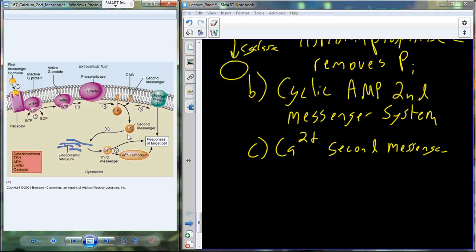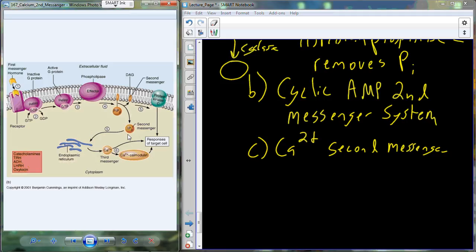DAG goes over and interacts with protein kinase C. It's a protein kinase, so what is it going to do? What kinases always do? It's going to phosphorylate something. It's going to phosphorylate another protein. And that's going to lead towards a response in that target cell. The IP3 is the second messenger.